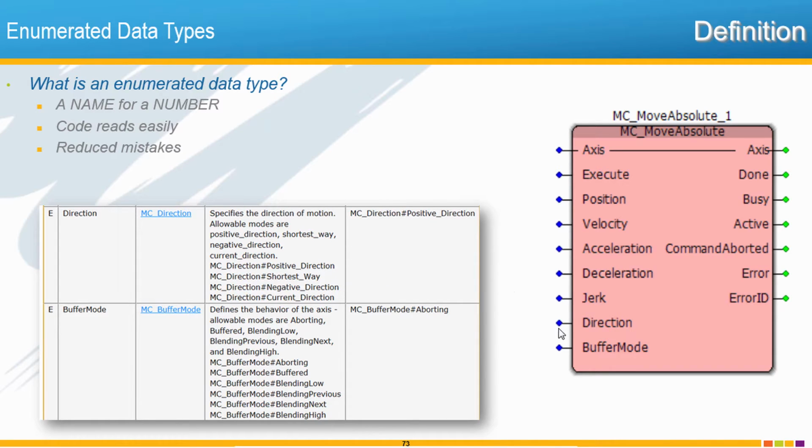So for example, if direction would have an integer 2 connected, that's not quite as clear as seeing the whole term MC direction pound negative direction. It's very clear then that the absolute move will move in the negative direction. Makes it a lot easier to read and reduces the possibility for mistakes.